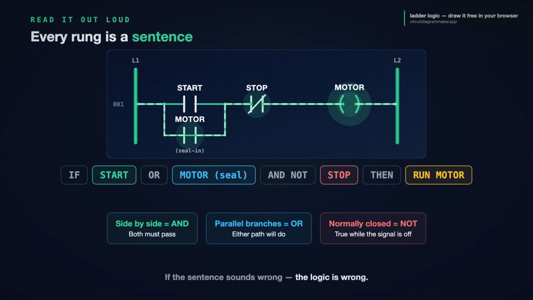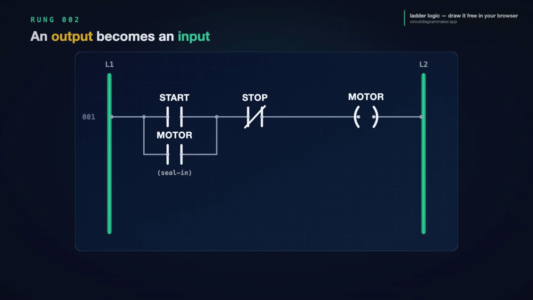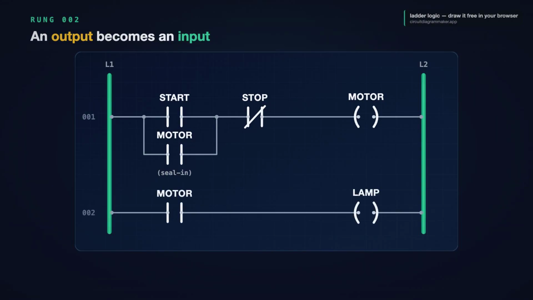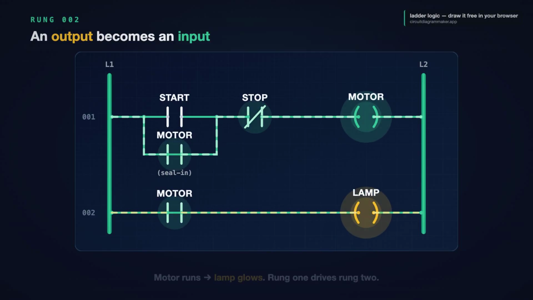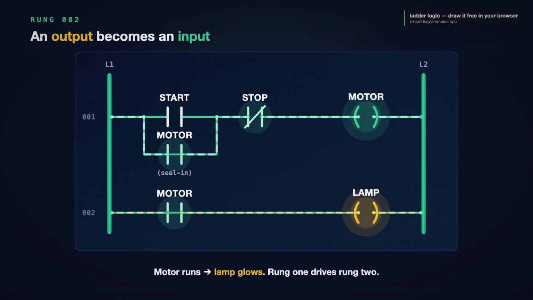Rung 2 takes 10 seconds because you already know the moves. Below rung 1, draw a normally open contact and name it motor, the same as the coil above. Then a coil on the right, named lamp. Read it as a sentence. If the motor is running, light the lamp. When rung 1 energizes, rung 2 follows, and the panel light glows.